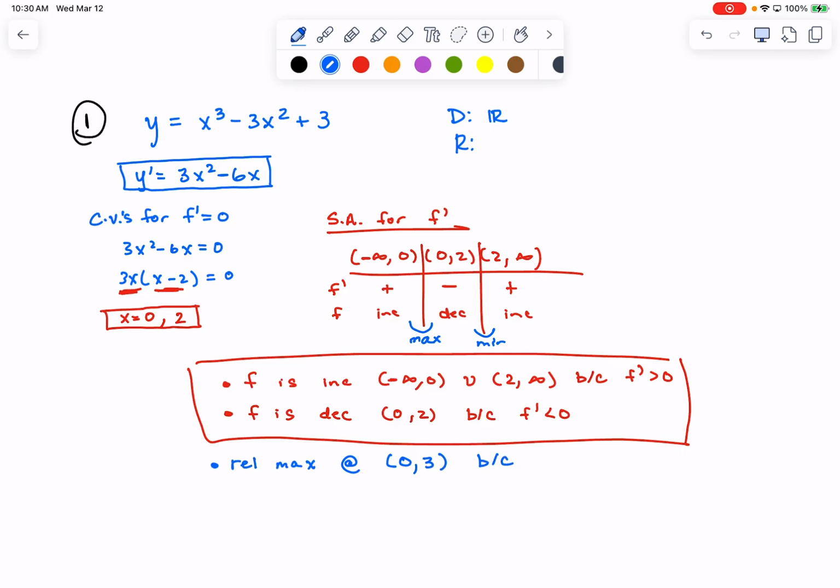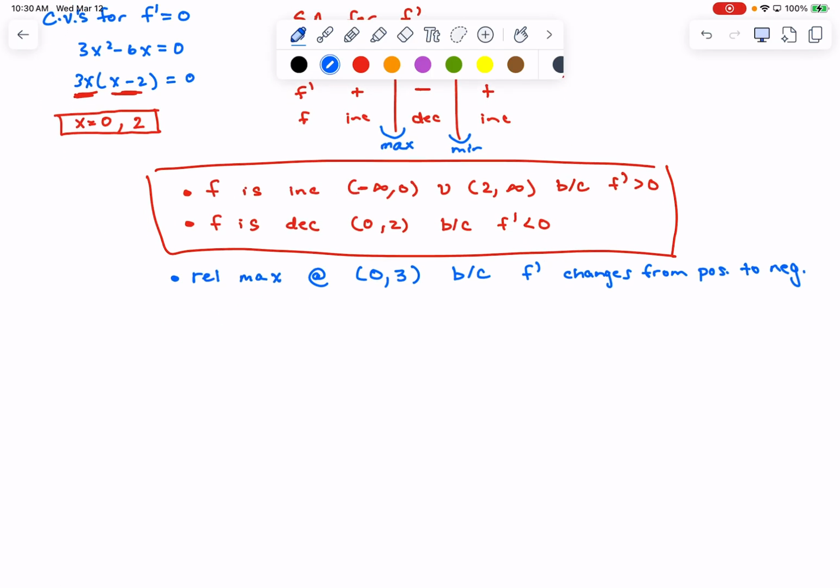Because f prime changes from what? Positive to, you can't just say changes signs. You have to say what signs it changes from, because that classifies it as a max.